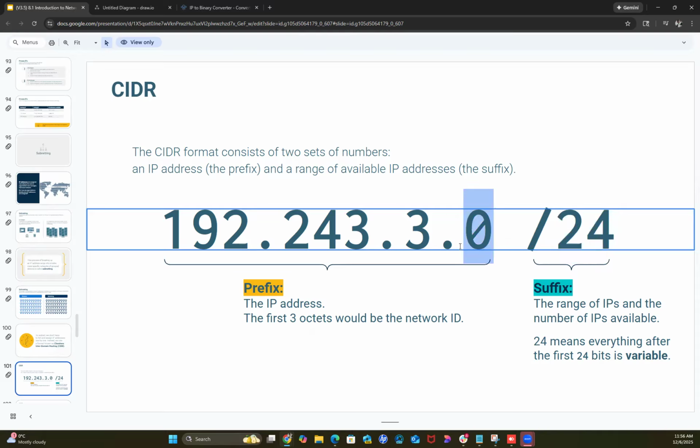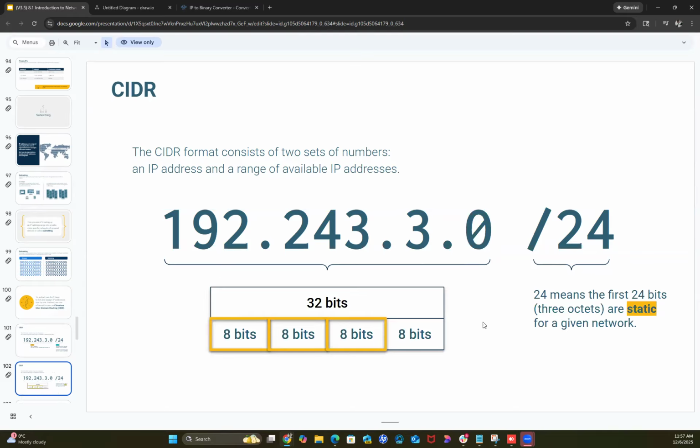The meaning is that the first address, 0, is reserved for the subnet ID, and 255 is reserved for broadcasting. It means this is the reserved subnet, and the next IP is the starting IP. The next one, 192.243.3.1, is the first IP, and the ending IP is 255. So how is the CIDR calculated?